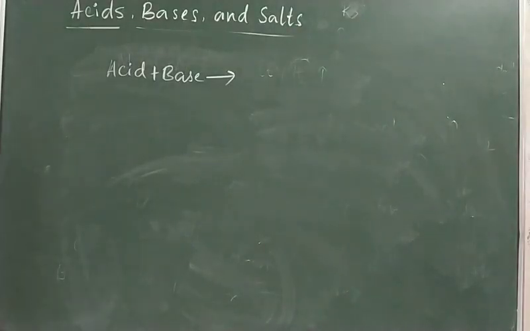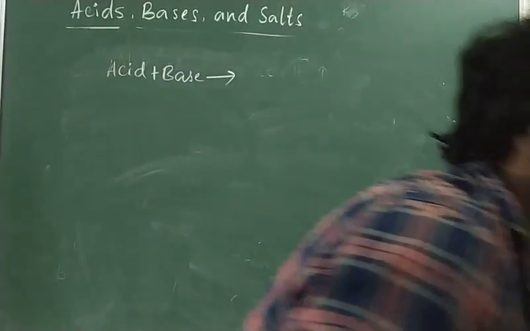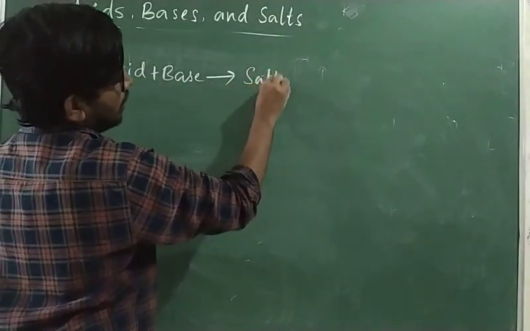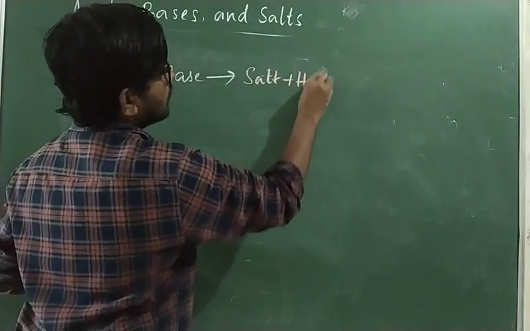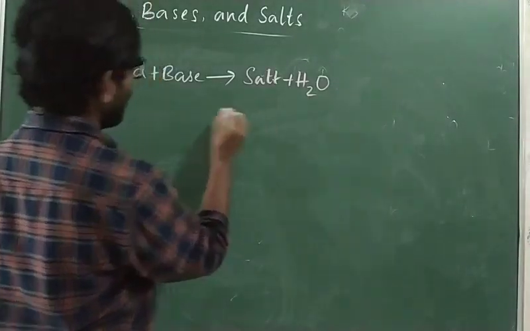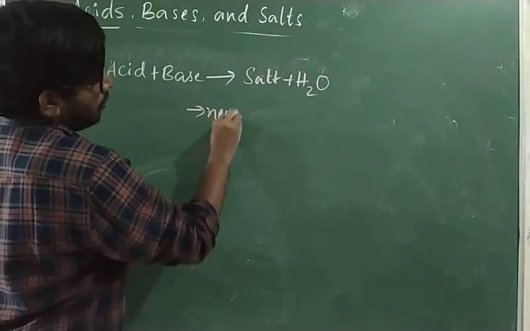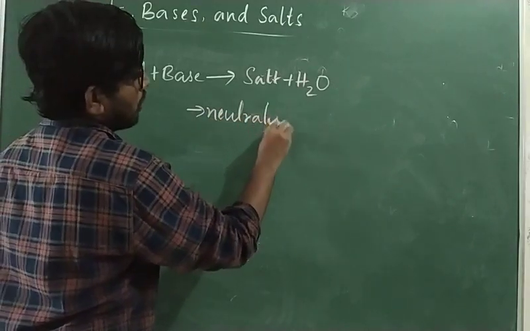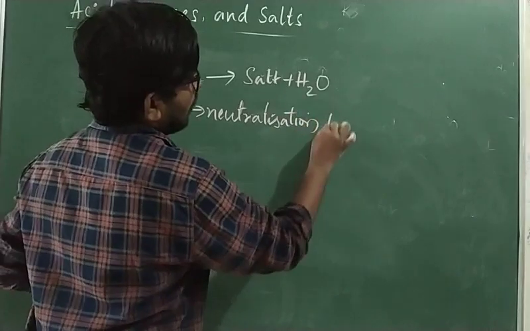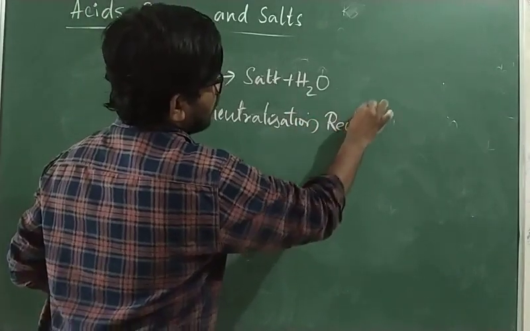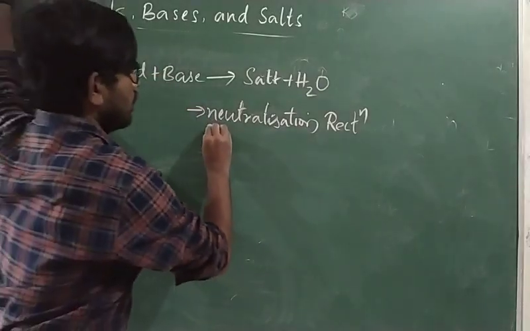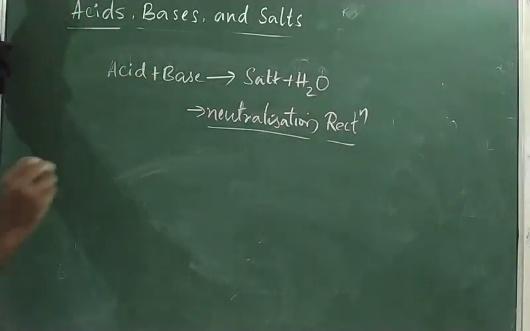Here, when acids are going to react with a base, they are going to form a salt and water. Salt plus water, and this reaction we are going to call by another name, neutralization reaction. Which reaction are we going to call? Neutralization reaction we are going to call. Okay, already we discussed, I think, neutralization reaction. This comes under the fourth type of reaction.